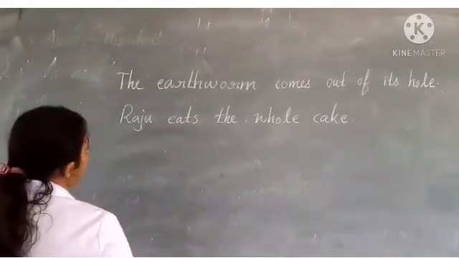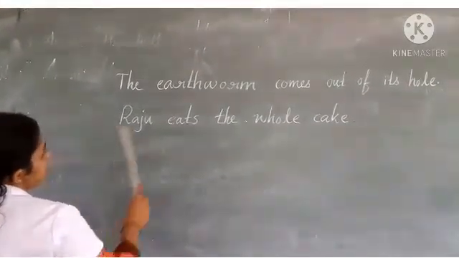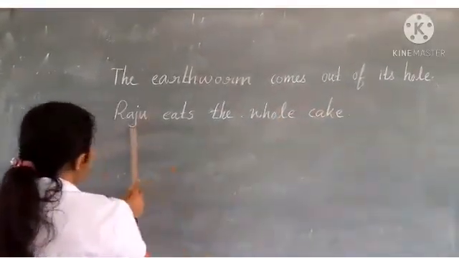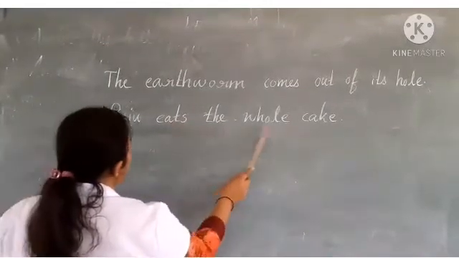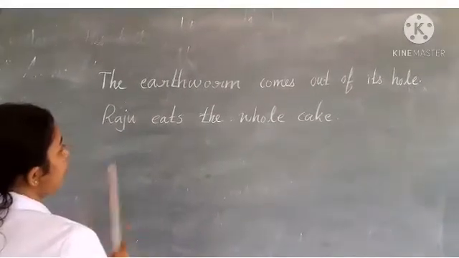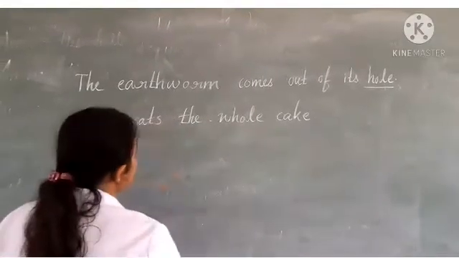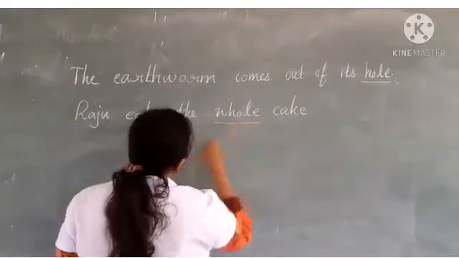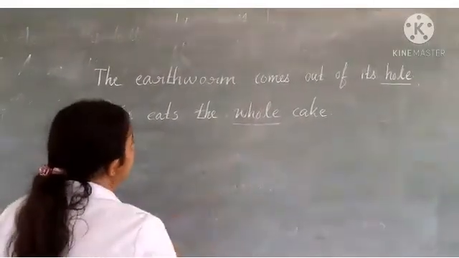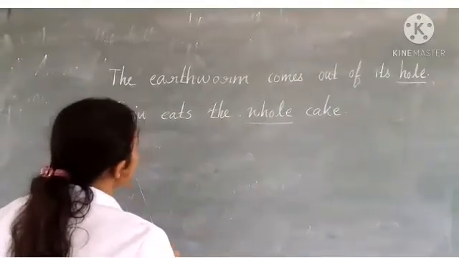See children, can you identify any similarity between these two sentences? In the first sentence, the earthworm comes out of its hole. In the second, Raju eats the whole cake. Here in these two sentences, we pronounce the word hole. In the first sentence, H-O-L-E. In the second sentence, W-H-O-L-E. That also we can pronounce as hole. Both the words have the same pronunciation but they have different meaning and different spelling.